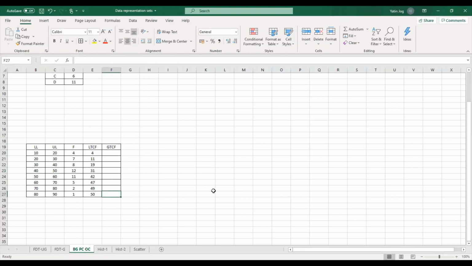Similarly, for the greater than type of cumulative frequency, the same process, but I'll start from the bottom of the table. So my first value will be as it is in the frequency. Then the second value will be the current frequency plus the previous total, 3. Similarly, I have to copy paste this formula for the remaining cells. If you look at the total, it remains the same, 50, in both less than and greater than cumulative frequency, because the total of f is 50.